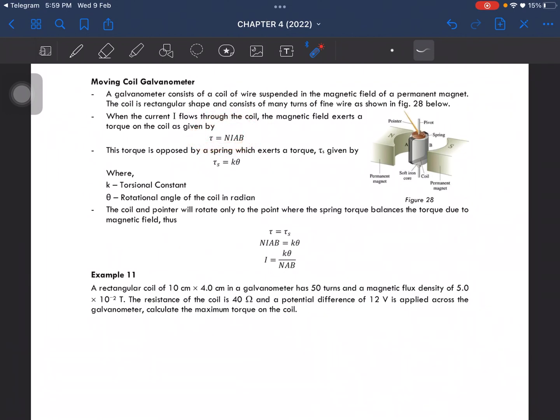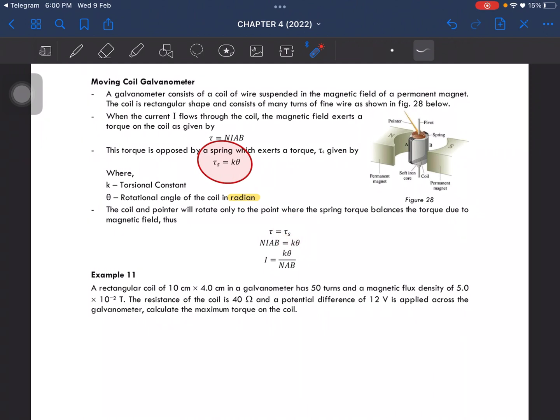The torque is then opposed by a spring which exerts a torque due to the spring, which is given by this equation here. Okay, so K here is the torsional constant, whereas theta is the rotational angle of the coil in radians. Remember it is in radians. The coil and pointer will rotate only to the point where the spring torque balances the torque due to the magnetic field. Hence, tau is equal to tau s, the spring torque.